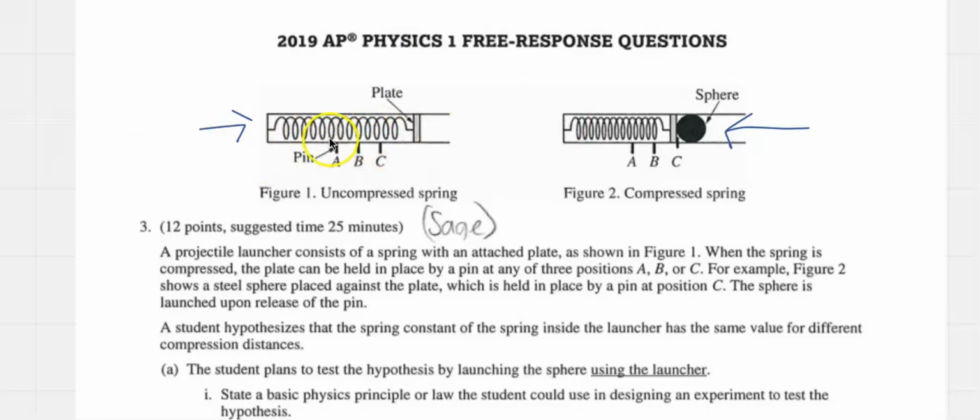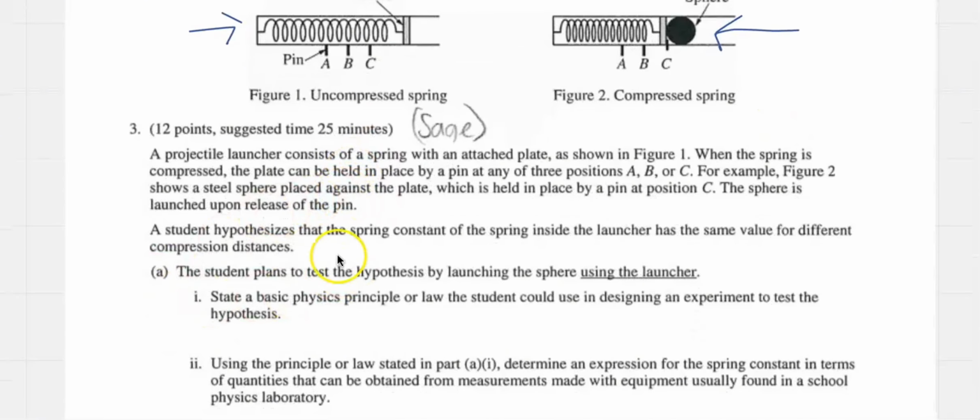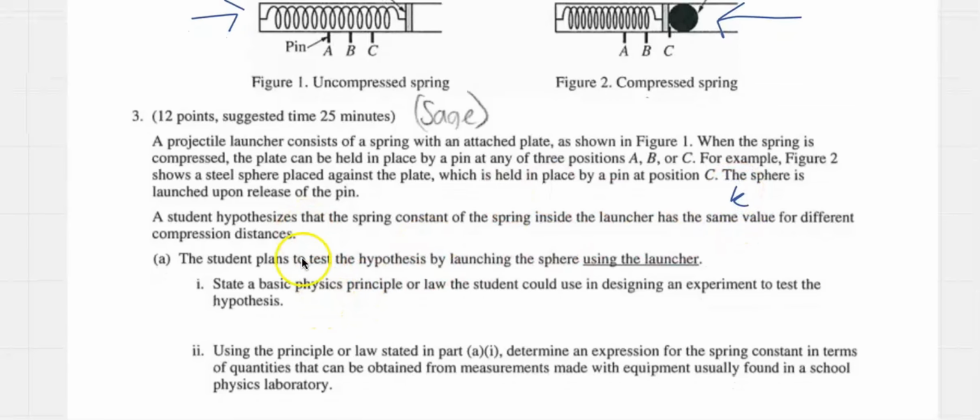So this is 2019 FRQ number 3. You have a projectile launcher and a sphere, and a student hypothesizes that the spring constant of the spring inside the launcher has the same K value for different compression distances. So the student plans to test the hypothesis by launching the sphere using the launcher.